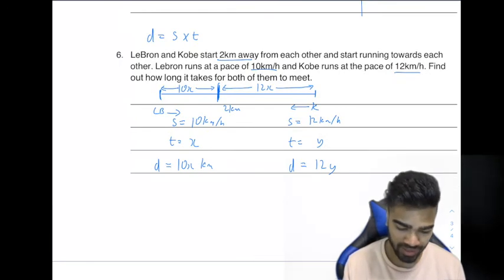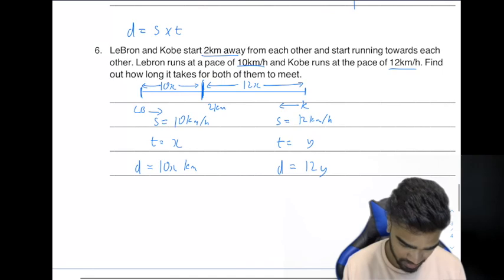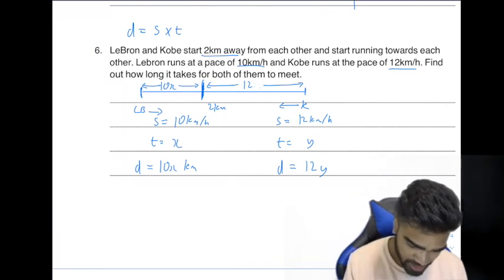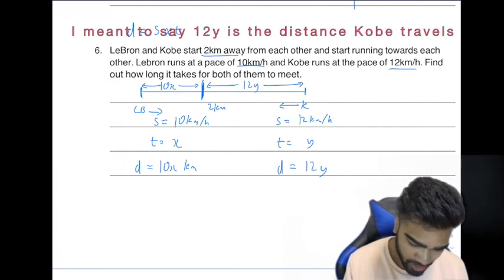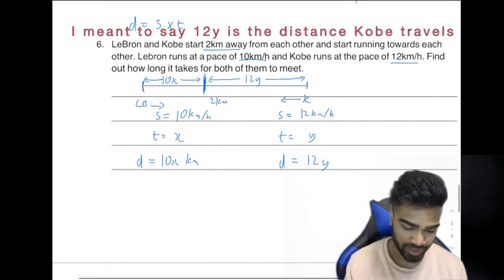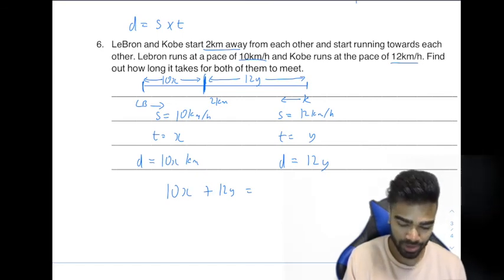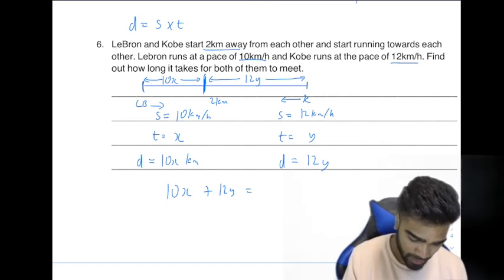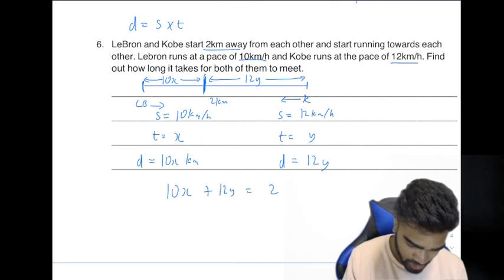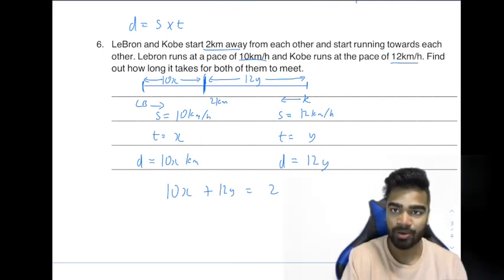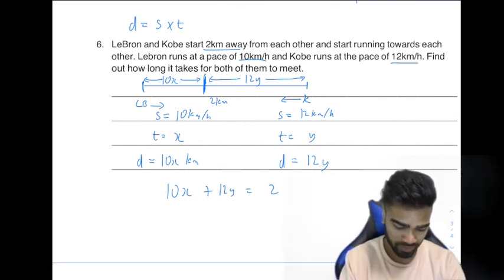So almost done, guys. So how do you find x and y? Well, I'm sorry, I made a mistake. It should be 10y is the distance Kobe traveled. Let's think about it. So then 10x plus 12y, if we add both the distances up, what should it equal, guys? It should be equal to 2 kilometers per hour. Okay, now that's equation number 1.